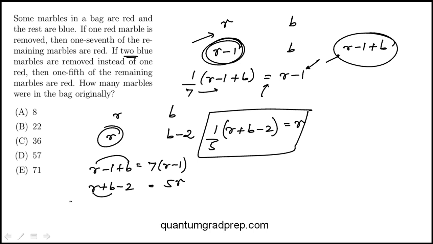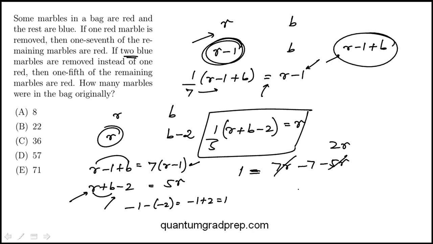So if I subtract the bottom equation from the top, I'm going to get 1 here because it's going to be minus 1 minus 2, which would be minus 1 plus 2. That gives me 1. And then here, this is 7R minus 7, and I'm going to subtract 5R from that. So that becomes 2R. Usually I do all this at the same time. So that's 8. Which means R is 4.